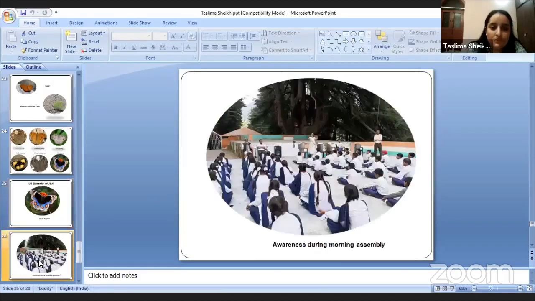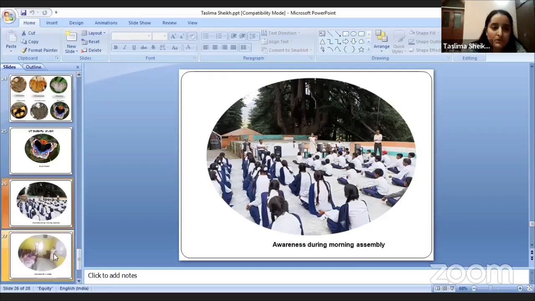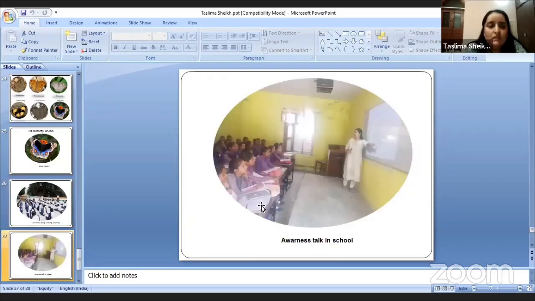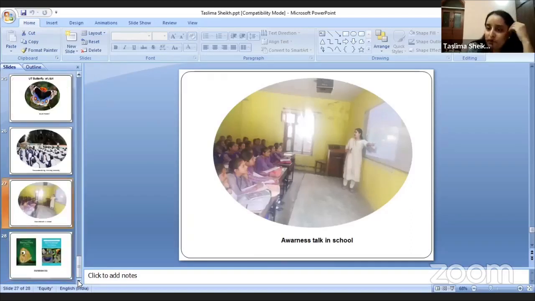So here some pictures I have shown, like during the morning assembly, we can do some kind of awareness regarding the conservation of butterflies, regarding the importance of butterflies. This is much needed. We can do this kind of thing in school assemblies. At other places like college level, I personally did awareness talks in the form of PPT. We can show butterflies via PPT, so that everybody should know regarding the butterflies, the need of the butterflies on Earth.